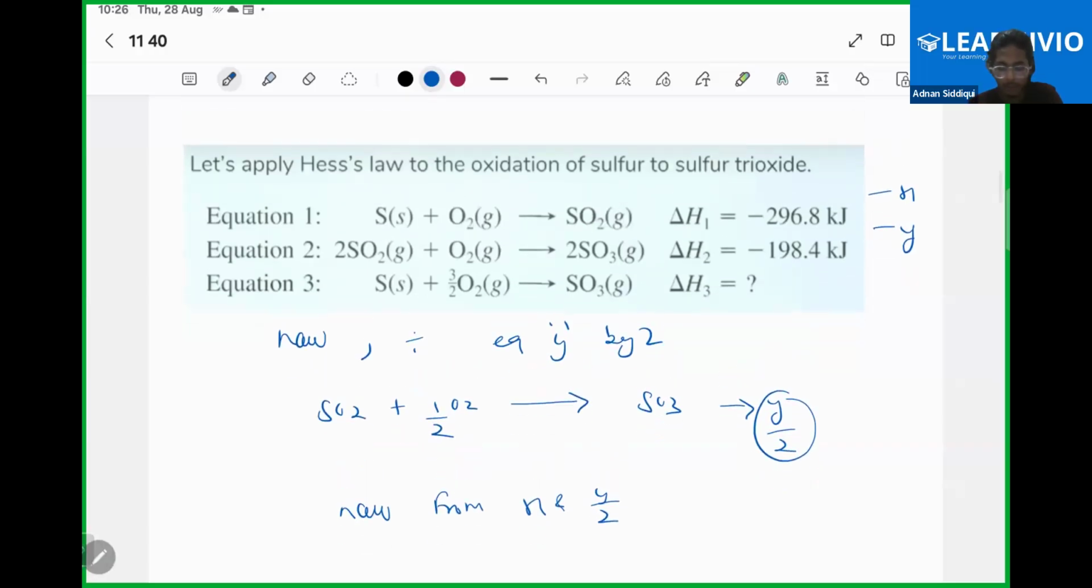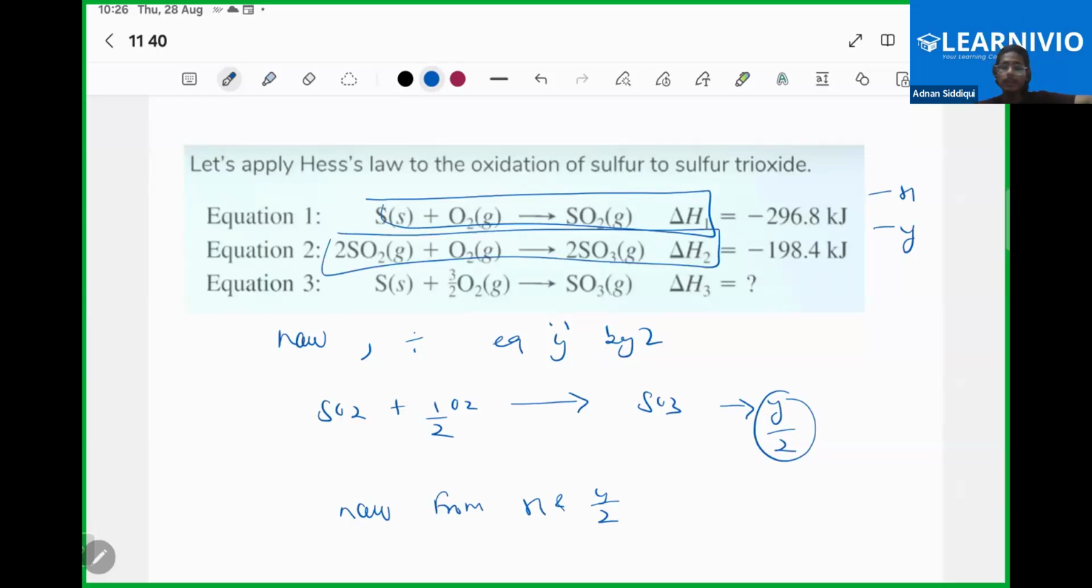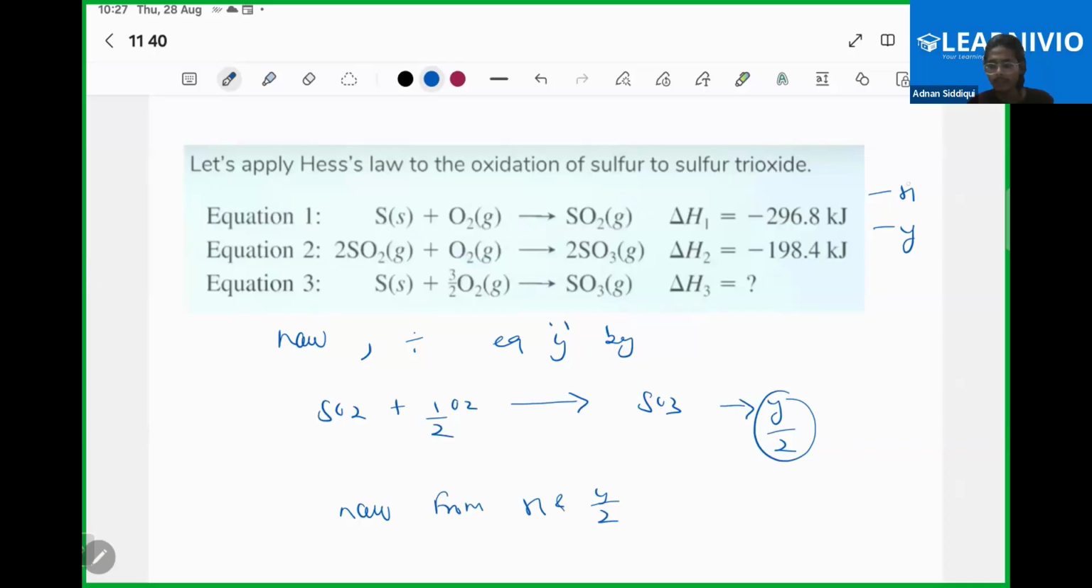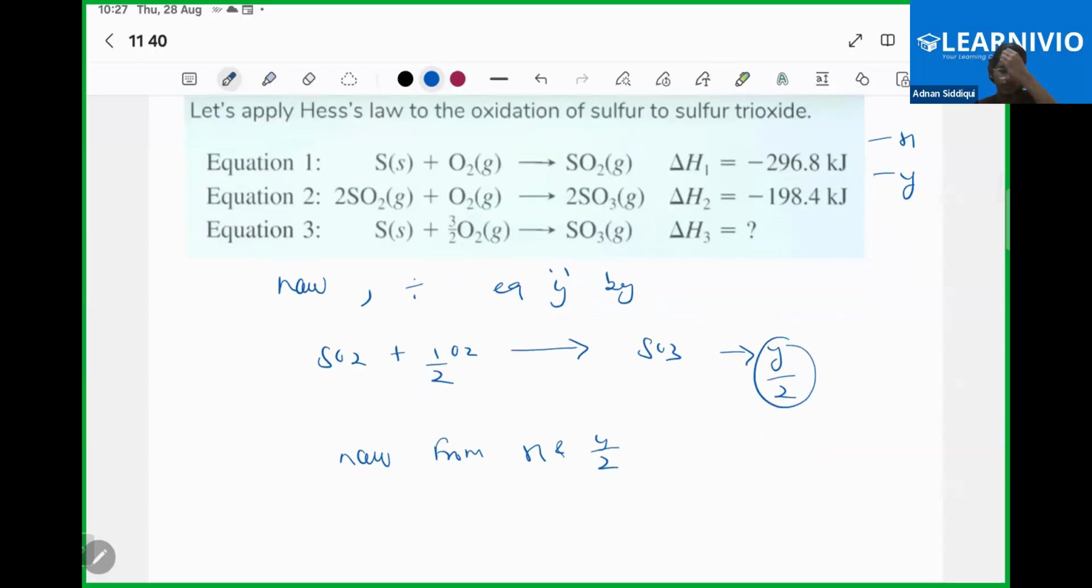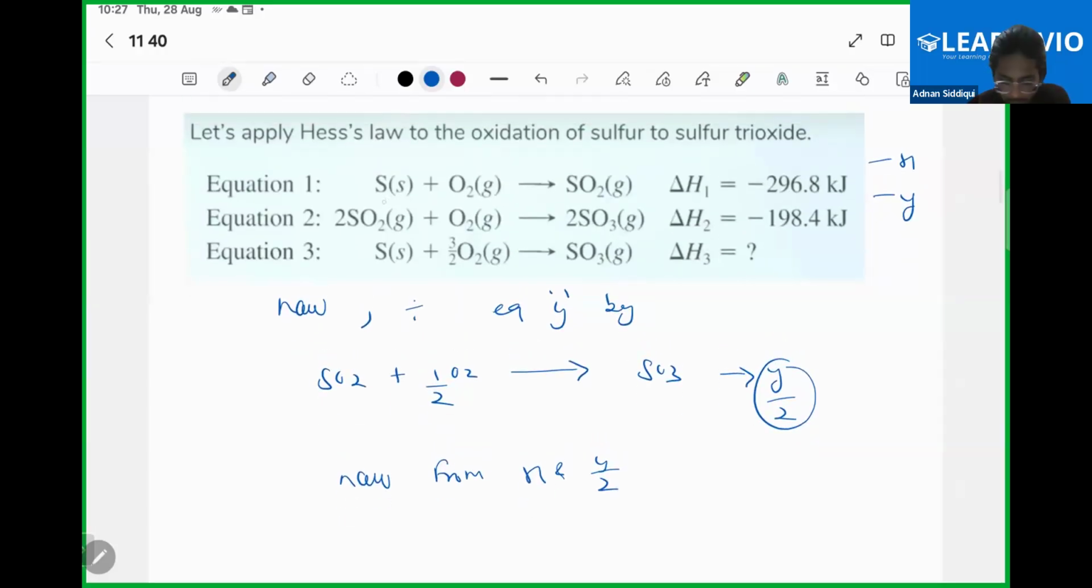So what we are going to do is use equation 1 and equation 2, and we have to somehow convert them by multiplying or dividing by a constant value so that we can get an equation resembling this, right? How are we going to do it? Let us see. If I consider my equation 1 as x and equation 2 as y, how are they different?